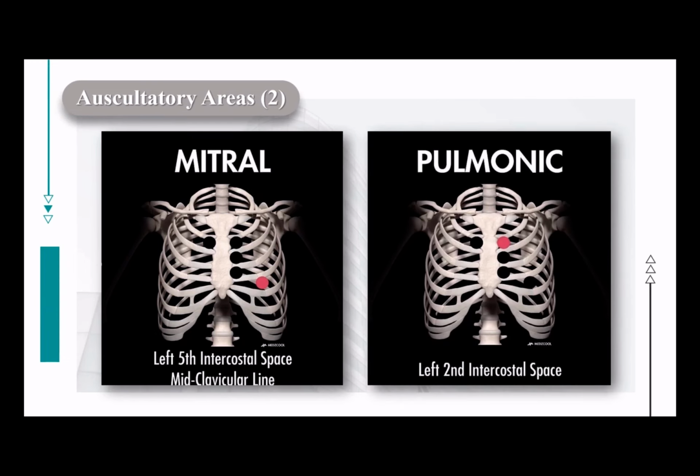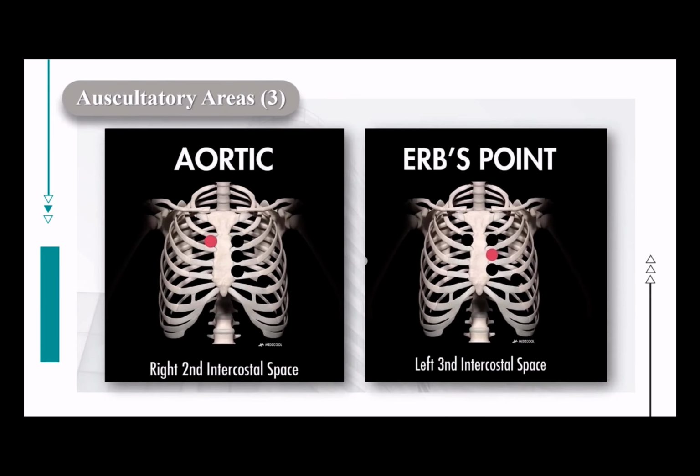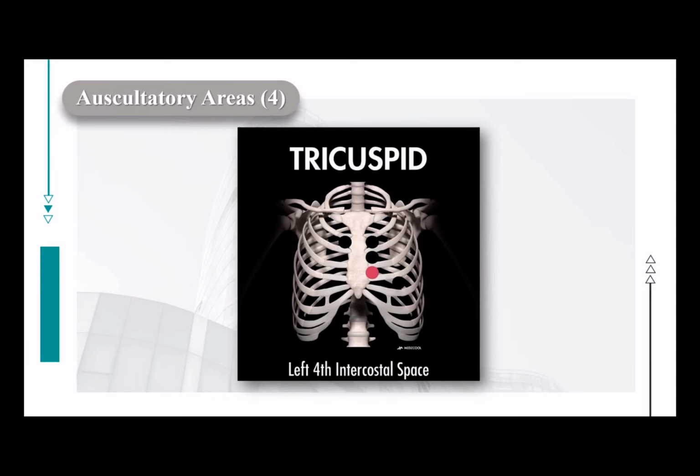The picture in the right shows the pulmonary area, which is located in the second intercostal space and the left external border. Similarly, these pictures show the aortic area and the second aortic area. The second aortic area is also called up area. Last one, the tricuspid area located in the lower left sternal border.